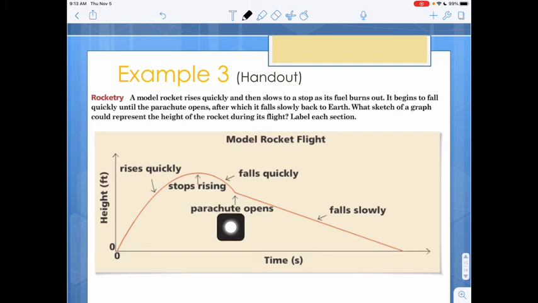And then it says the parachute opens. So when the parachute opens, it kind of stops for a second, and then it starts to slowly fall back to Earth. So notice this fall had a steeper drop, and now we're just kind of floating down until it gets back to Earth, which is where it would hit the x-axis.